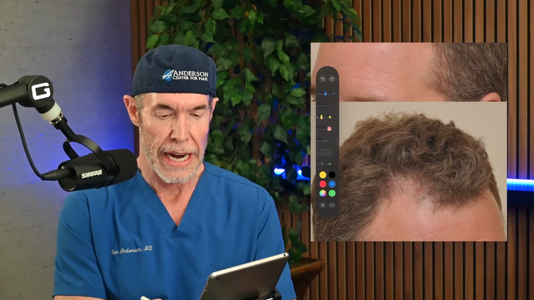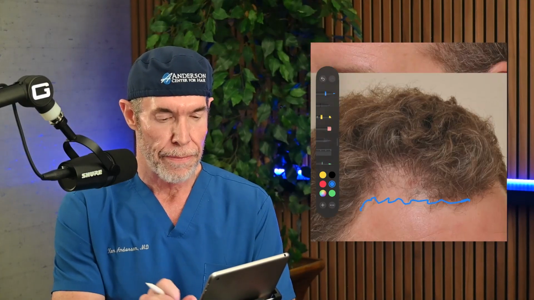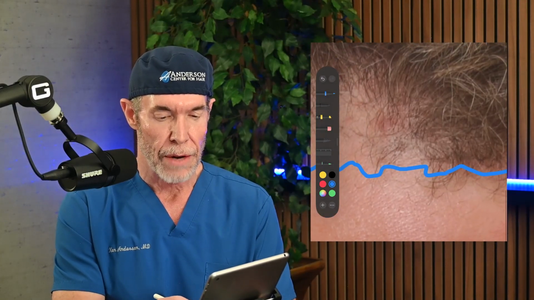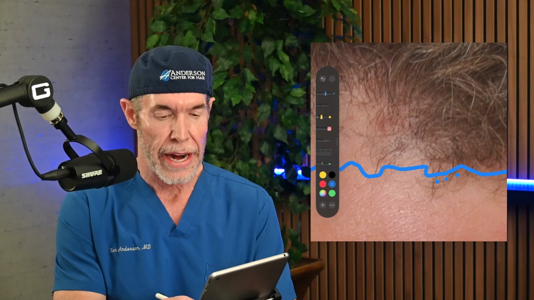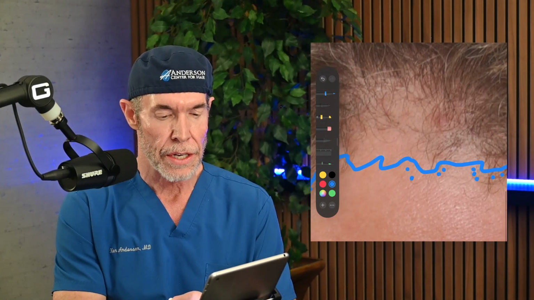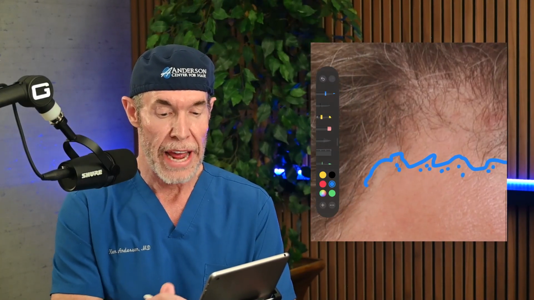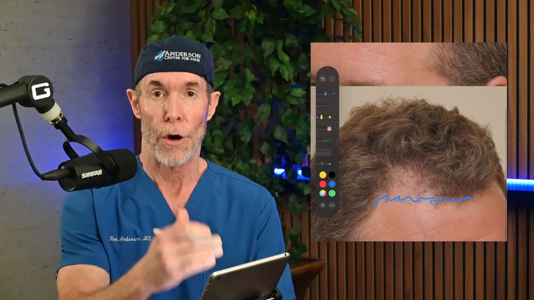So if we start in the midline again, we would come out, again, keeping it nice and irregular, and then work its way into the temporal tuft. And again, we would put little straggler hairs. We want to make a really subtle, smooth, and natural transition from the hairless forehead to the hair-bearing scalp.